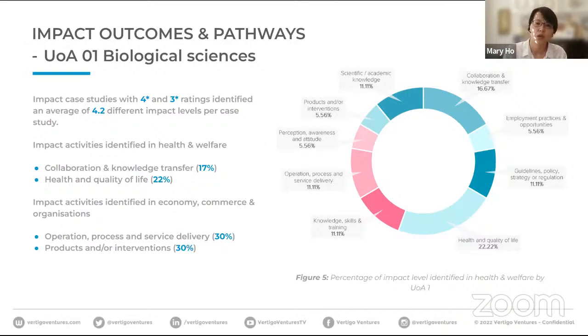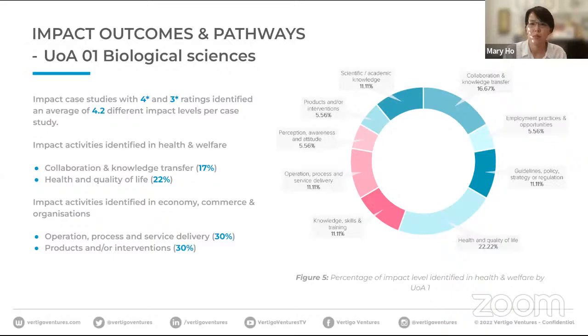Now, on health and welfare impact, this UOA's activities come across a wide range of impact activities, as you can see on the pie chart shown on this slide. These impact activities range from collaborations and knowledge transfer to health and quality of life, to guidelines, policy, strategies, and regulations, and also scientific and academic knowledge.